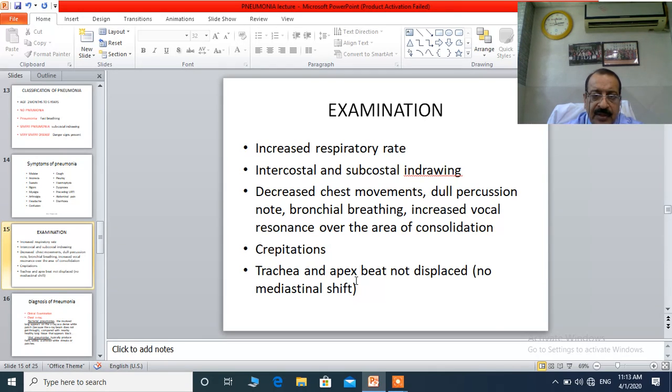Then there might be crepitations. In bronchopneumonia, in addition to the increased respiratory rate and the subcostal and intercostal recessions, we can hear crepitations. These are crackling sounds which are mainly heard towards the end of inspiration, and they indicate the opening up of the collapsed alveoli. So the trachea and apex beat will be normally placed in a case of lobar pneumonia.